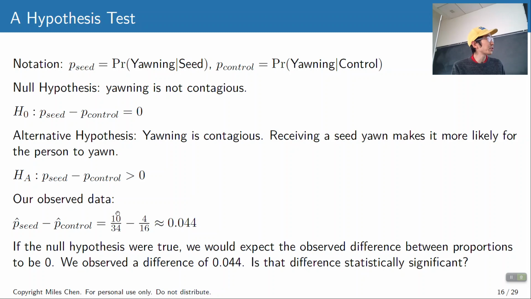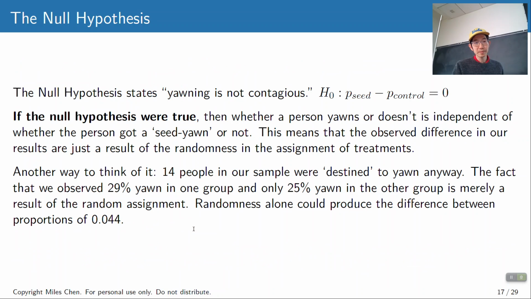10 out of 34 is 29.4%. 4 out of 16 is 25%. So we got a difference of around 4.4 percentage points. If the null hypothesis were true, we would expect differences of around 0. We observed a difference of 4.4%, and we want to know, is that difference statistically significant, or could it just be the result of randomness?